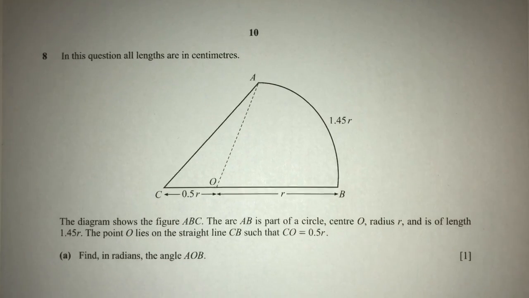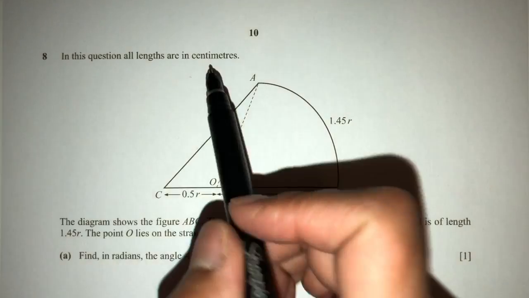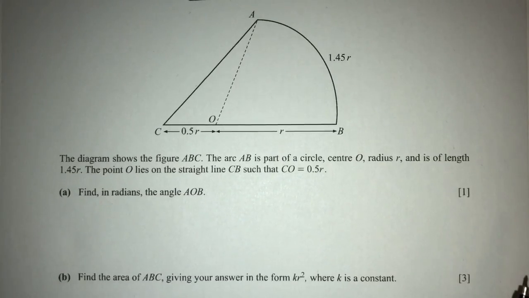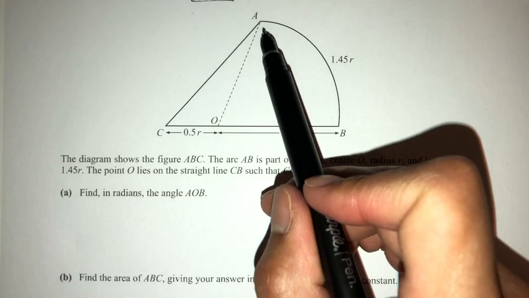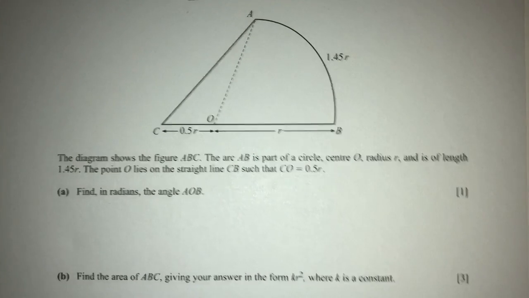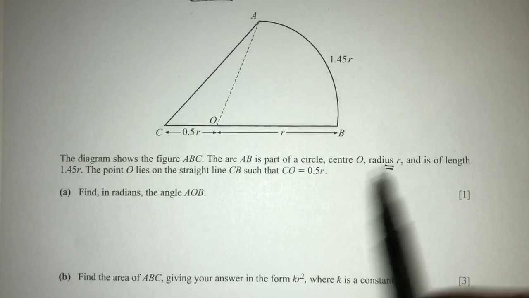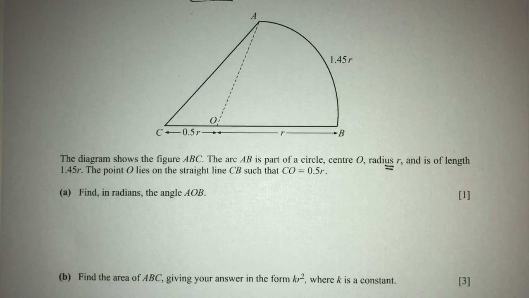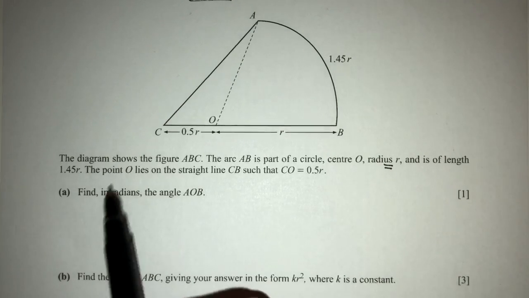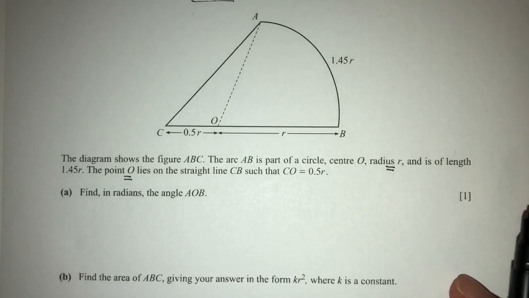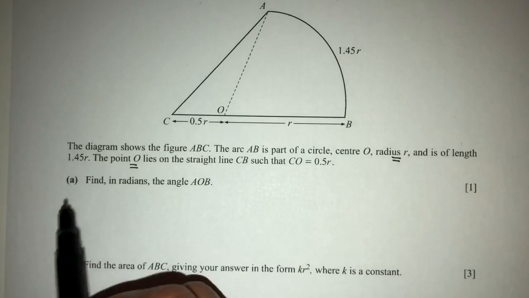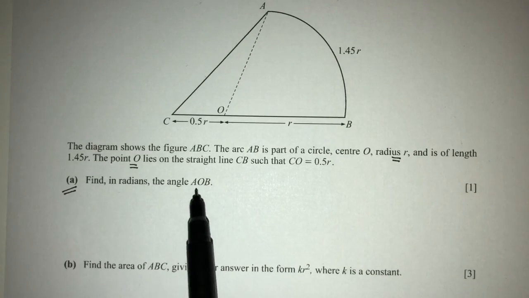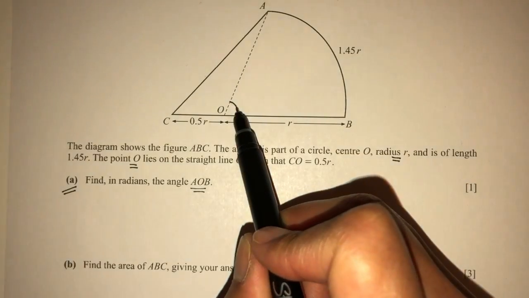Let's move on to question number 8. So in this question, all the lengths are in centimeters. That is good to know. Let's move on. So the diagram shows ABC, and the arc AB is part of a circle. This is arc AB. Center O and radius R, as you can see here, is of length 1.45 r. The point O lies on the straight line CB with this length. Okay, good, no worries. Now part 1, we have to find in radians the angle AOB. So we have to find this angle.